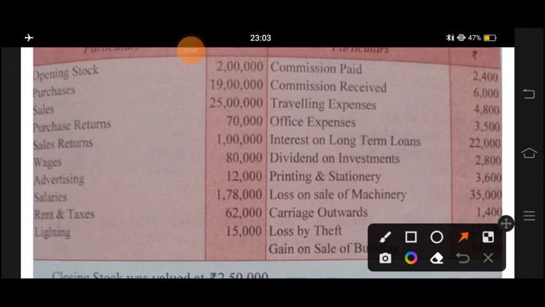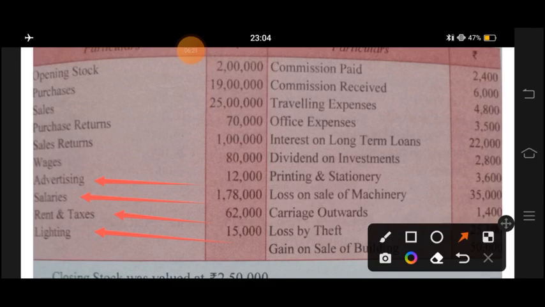Now see, when we talk about the advertisement, it is an indirect expense, and that is why it will be recorded on the debit side of profit and loss account. Similarly, salaries, rent and taxes, lighting. These are all the debit content of profit and loss account. For assistance, I have marked the arrow leftward so that it is clear that it should be written on the left side of the page where the debit contents are written.